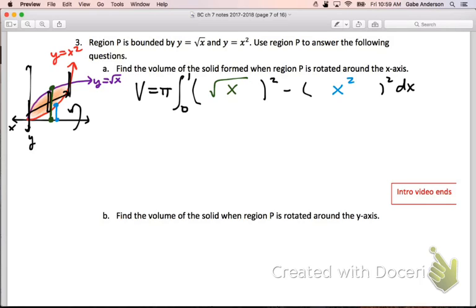Okay, so at this point, this is perfectly set up. Hard to know whether you're going to have a calculator or not with this. This is very doable without a calculator. I'll work through this real quick, and we'll see what we come up with for an answer.